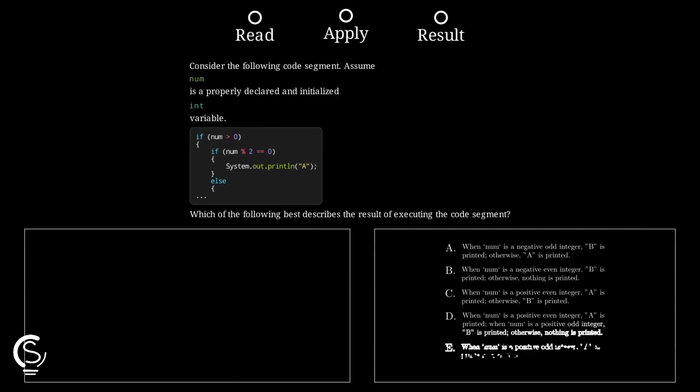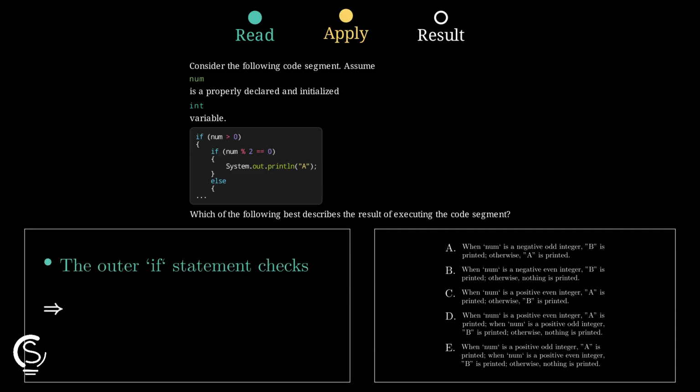First, look at the outer if statement, which checks if num is greater than 0. This means the entire inner block only runs when our variable is a positive integer. Next, we check if num modulo 2 equals 0 inside that block.